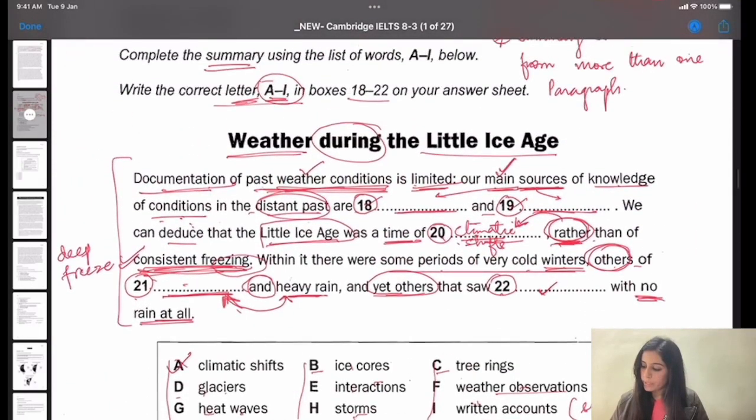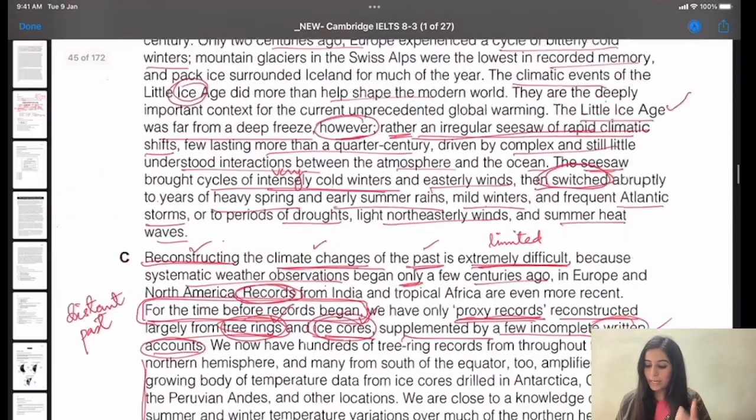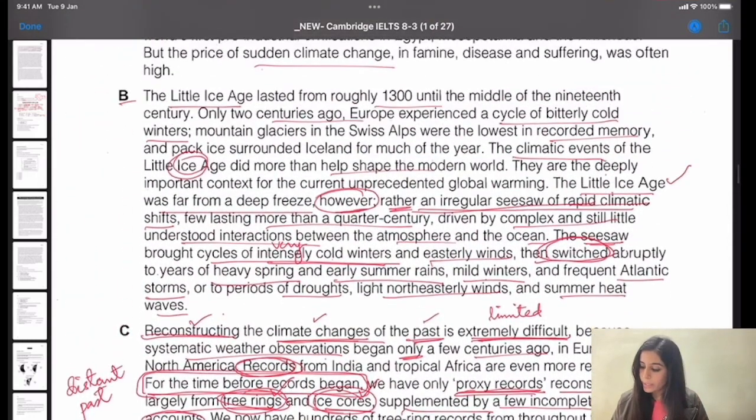So it says cold winters. So cold winters, winters is done. Others of dash and heavy rain. So something related to rain. Which word is related to heavy rains here? So cold winters and easterly winds are done. We are done with this part. Then switched abruptly to years of heavy spring and early summer rains. So summer rains is also done, and mild winters and frequent Atlantic storms or periods of drought. So something related to rain would be the word storms. Then the last one is the periods of drought. Drought is no rain at all.